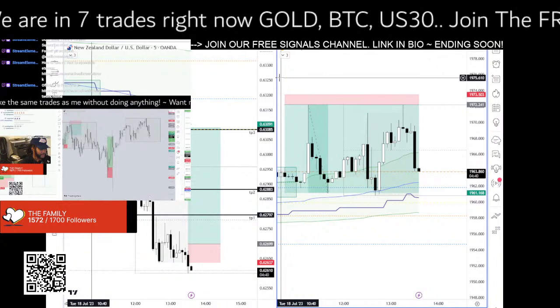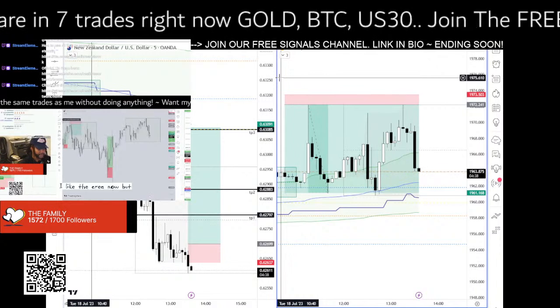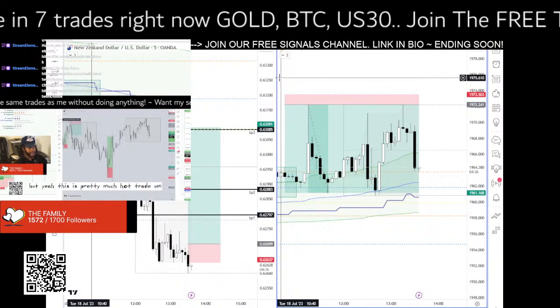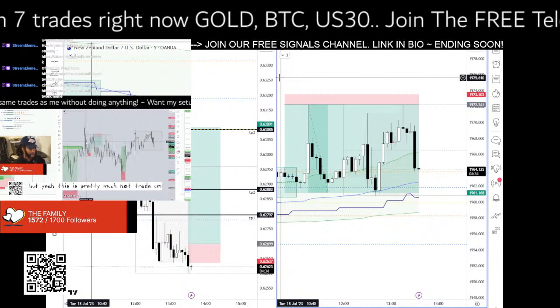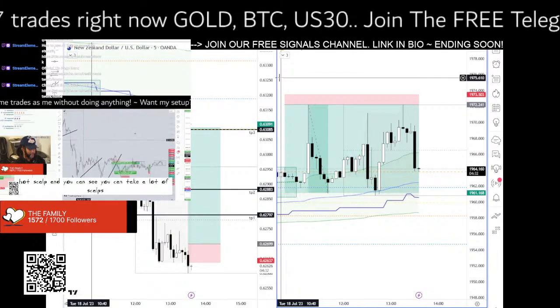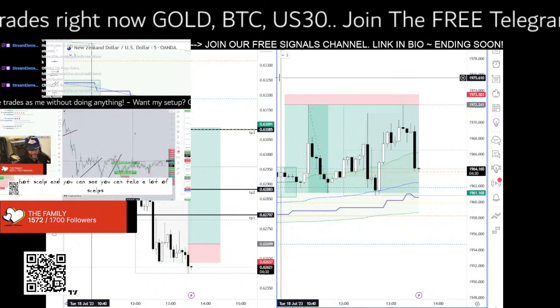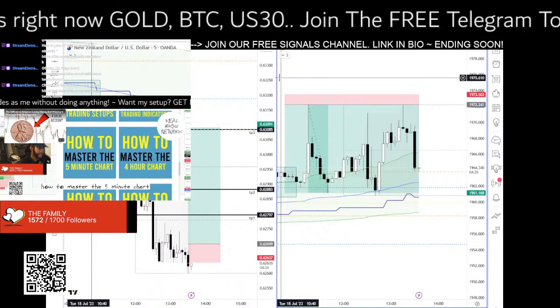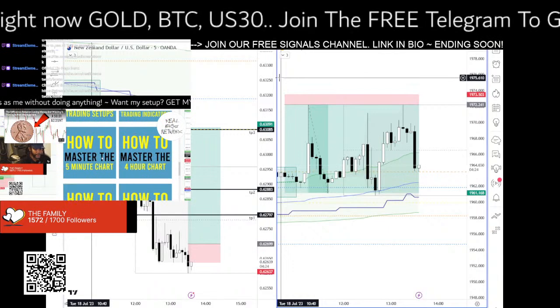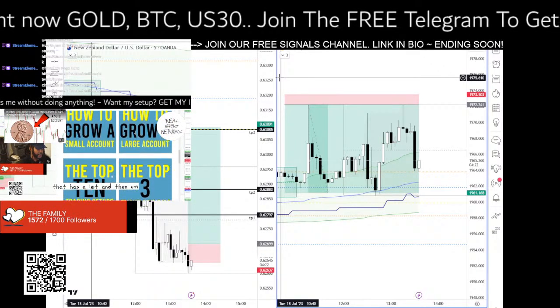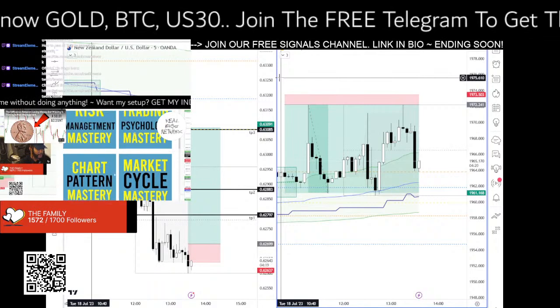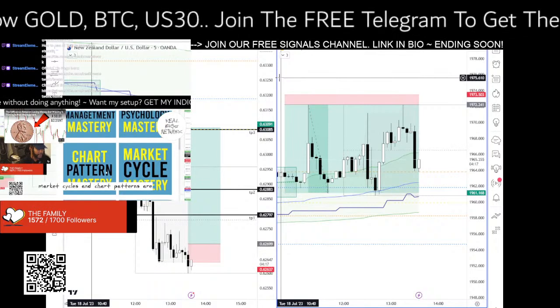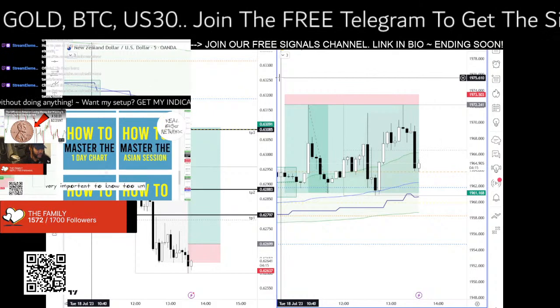Actually, I like that area now, but this is pretty much how I trade, how I scalp, and you can see you can take a lot of scalps. So if you want to learn more about scalping, how to master the 5-minute chart, that has a lot. And then market cycles and chart patterns are very important to know too.